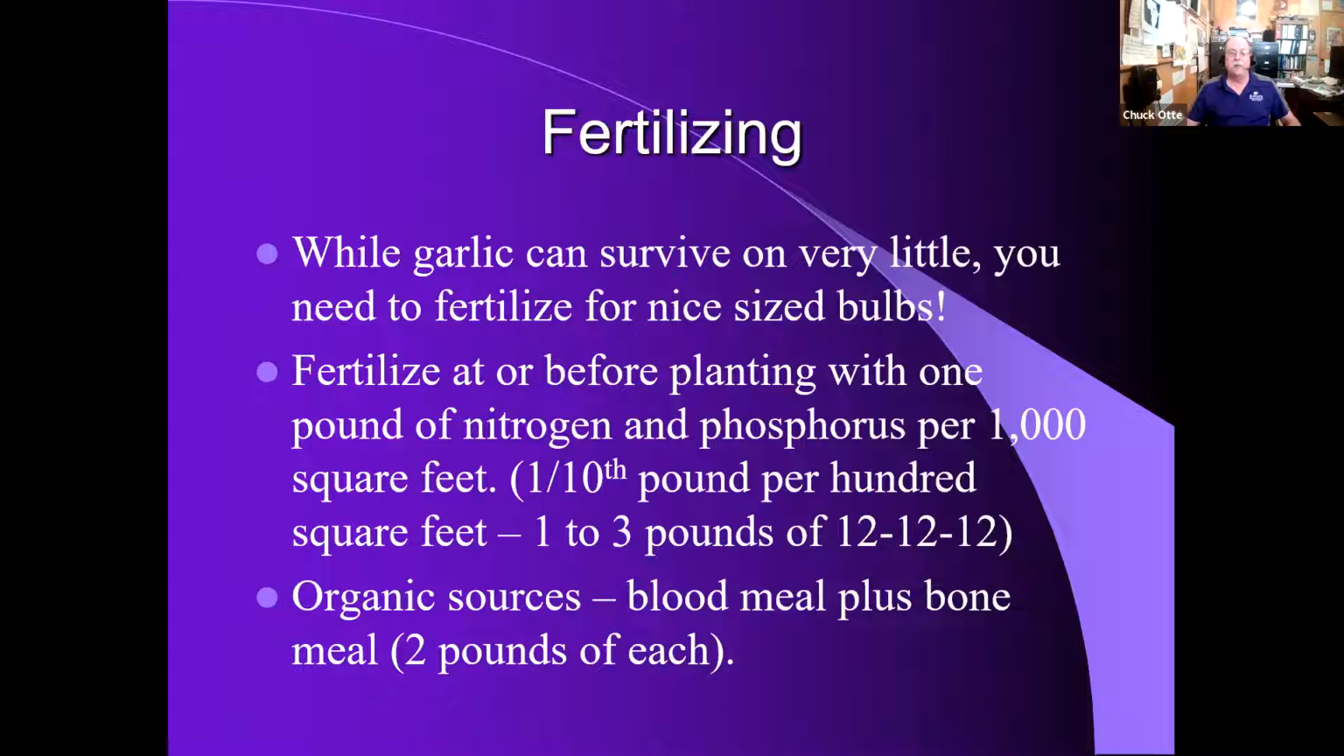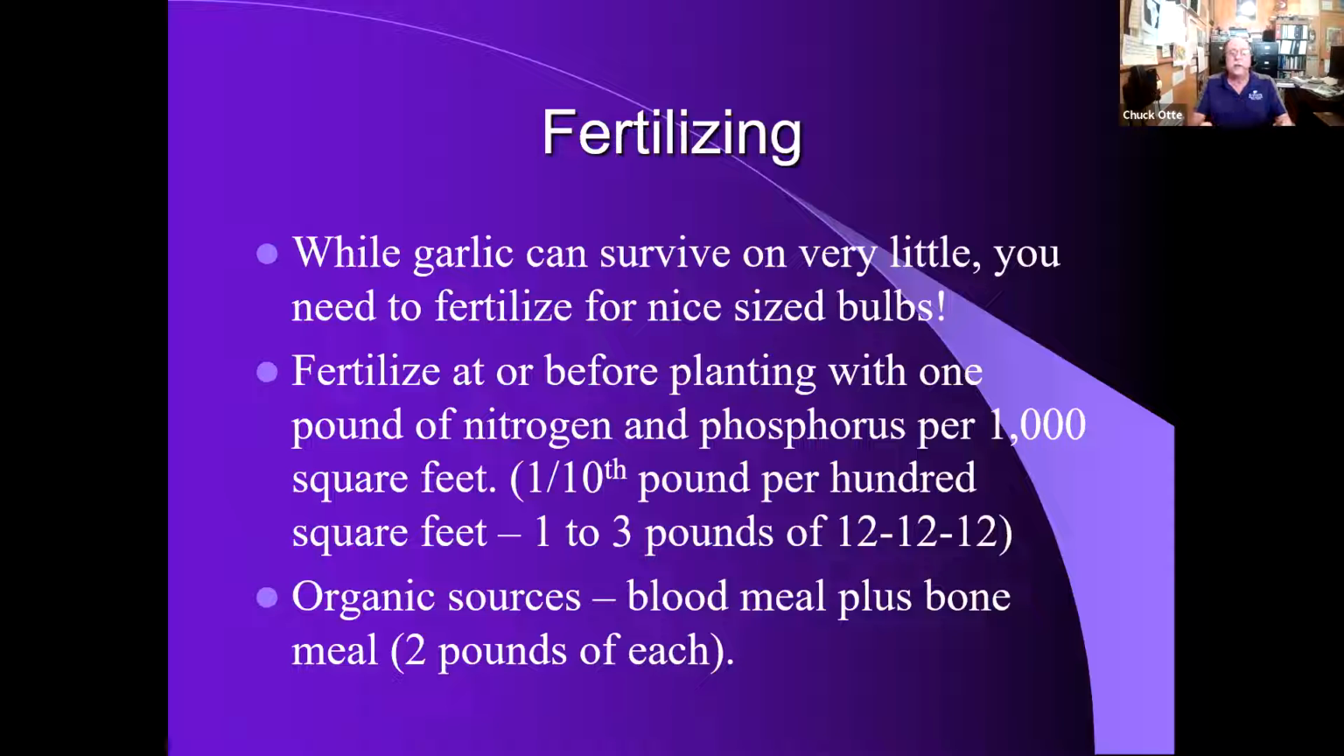Garlic evolved from an area where it was very rocky, dry, infertile soil. So they will survive. But to get a nice big bulb and nice cloves, you need to fertilize at or before planting with 1 pound of nitrogen and phosphorus per 1,000 square feet, or 1/10 of a pound per 100 square feet. 12-12-12, 13-13-13, and a lot of those will all work.